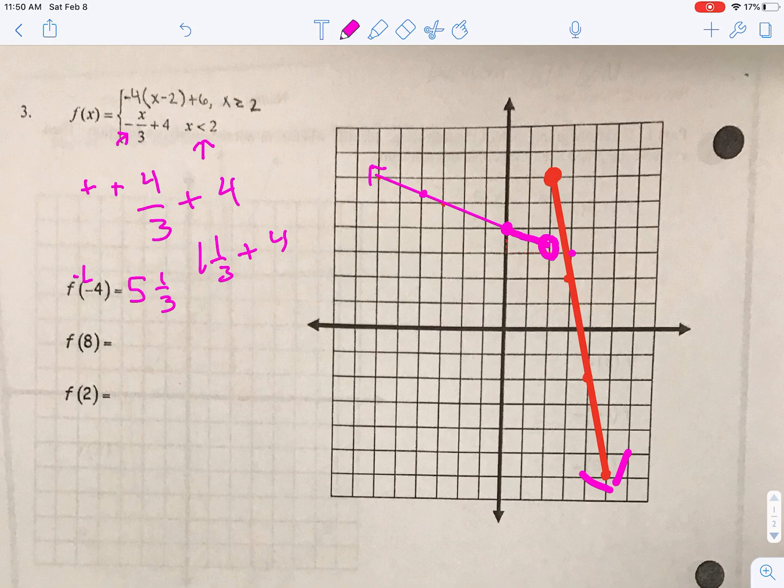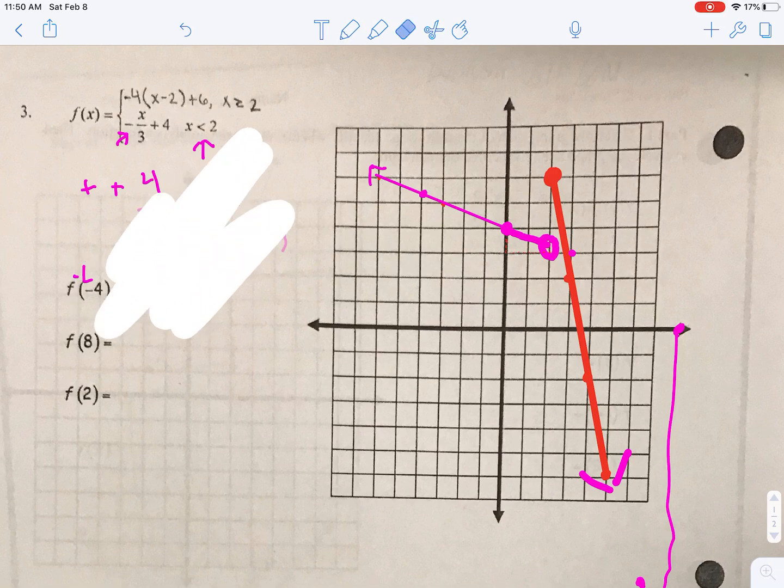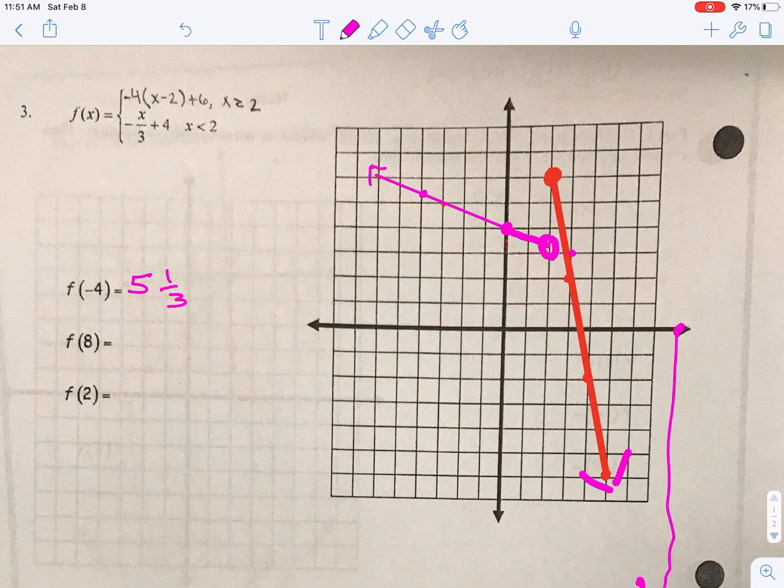f of 8. Okay. So when I plug in 8, 8's way over here, right? So the line in the graph doesn't go down that far, but it's going to be a pretty big negative number. So the only thing I can do, I can only use that one technique on this one where I plug it into the equation for 8. So if I put 8 here, what do I get? Well, 8 minus 2 is 6, and -4 times 6 plus 6 is -24 plus 6, which is -18.